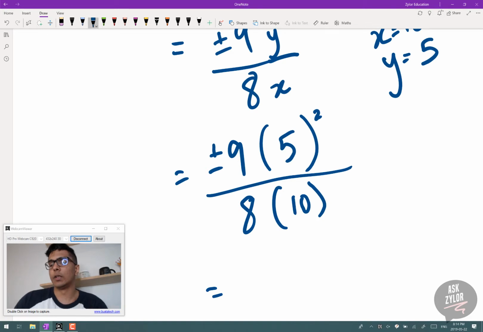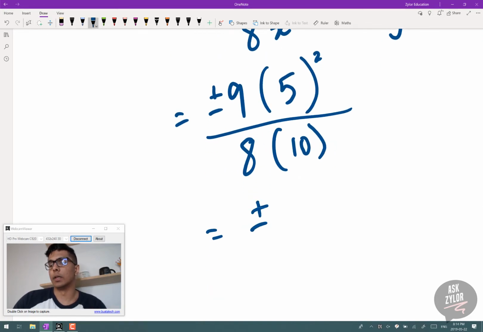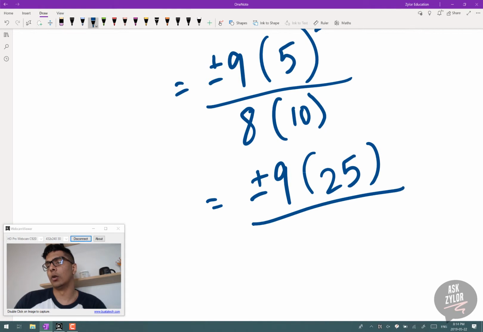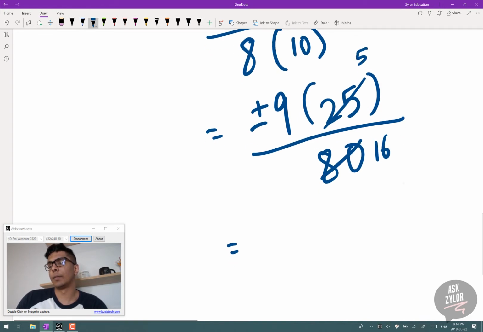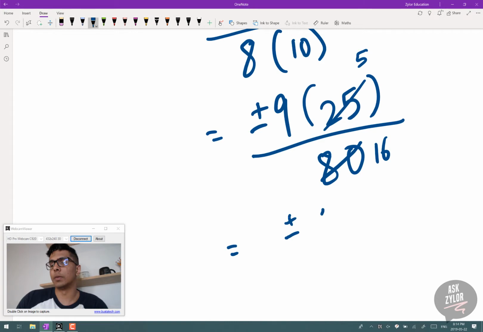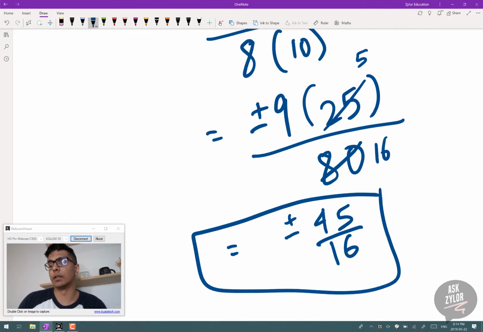Right? So this ends up being plus minus 9 times 25 over 80. I can simplify this further by just dividing 5 from both these terms. And this ends up being plus minus 45 over 16. Right, so this is my final answer.